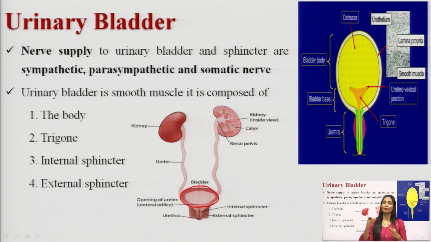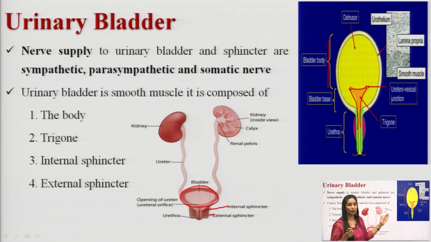So, what is the nerve supply for the urinary bladder? Sympathetic and parasympathetic, which you can call autonomic, and the last one is somatic. Now, the composition of the urinary bladder: it consists of a body, and it consists of a trigone. It also consists of sphincters, two types: one is the internal sphincter and the second is the external sphincter. Look here, this is the internal and this is the external sphincter. These are all the parts which compose the urinary bladder.